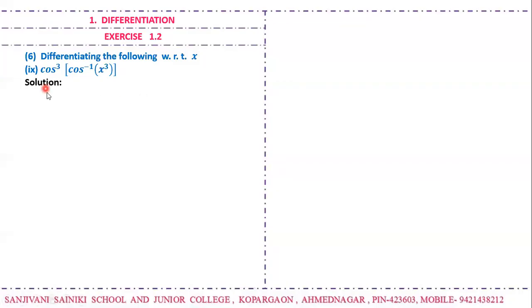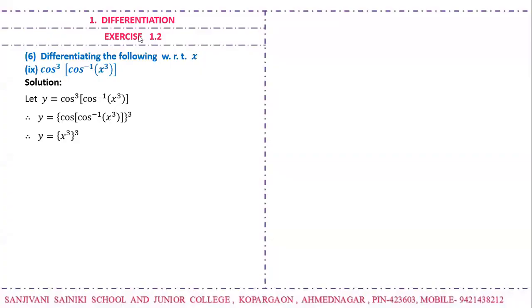Differentiate the following with respect to x: cos cube of cos inverse of x cube. Now here there is a composition of three different functions: cos, then cos inverse, and x cube. So y is equal to cos cube of cos inverse of x cube. We can write this function as y is equal to (cos of cos inverse of x cube) raised to 3. Then we will differentiate with respect to x.